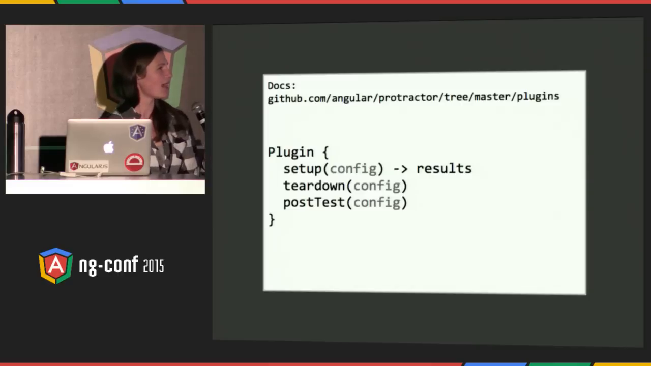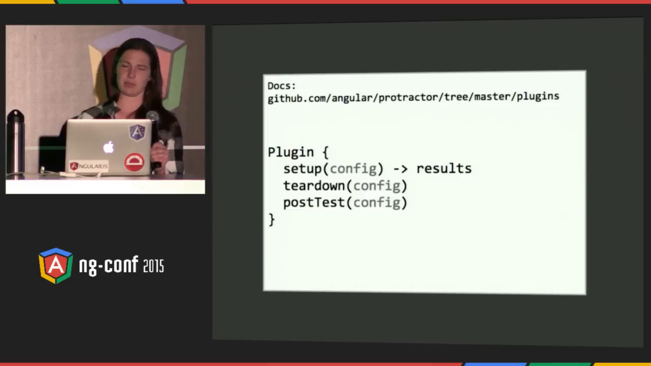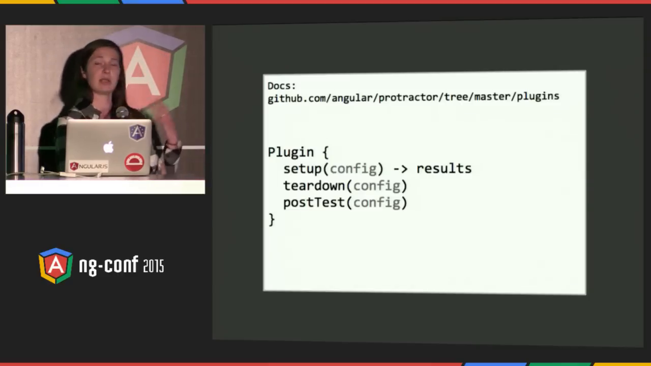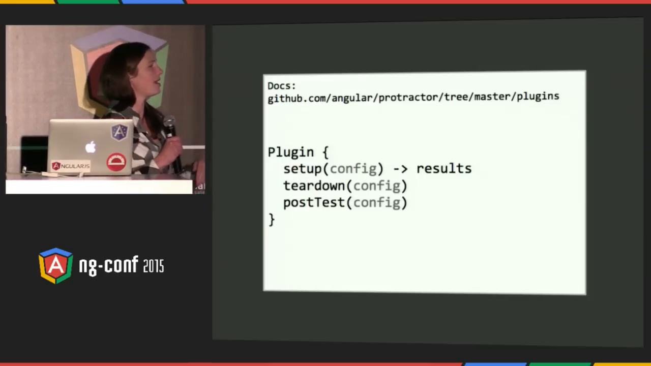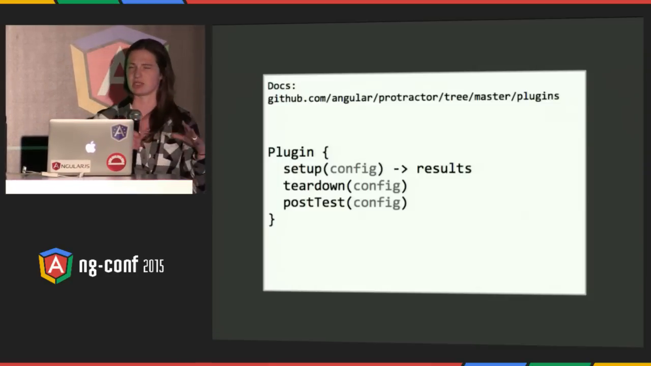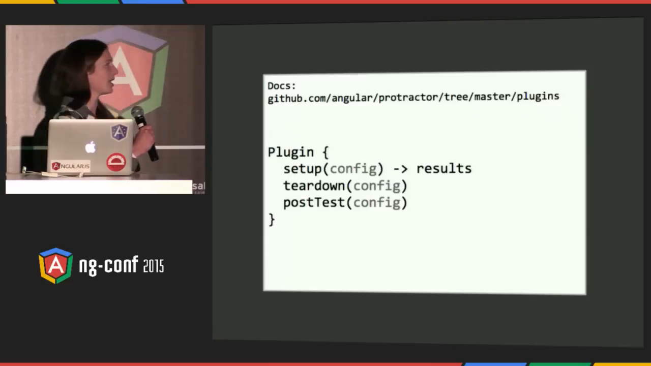Documentation is linked here, and the basic hooks that we have for a plugin now are running on your test setup, on teardown after all the tests have finished, and then after each test case, which is like an it block in Jasmine when I say test case.